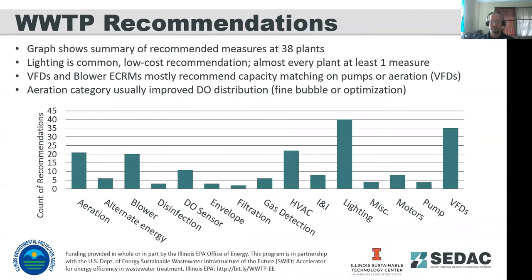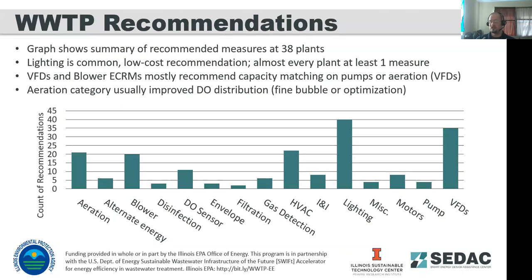This is a chart just showing the count of recommendations for the reports that we've sent out. You can see lighting is a very, very common one. It's common because it's a low cost recommendation. Almost every plant gets at least one lighting recommendation measure. LEDs are an easy swap out for most plants, and they pay back relatively quickly, usually within 3 to 5 years, depending on the type of lighting fixture that's being recommended.